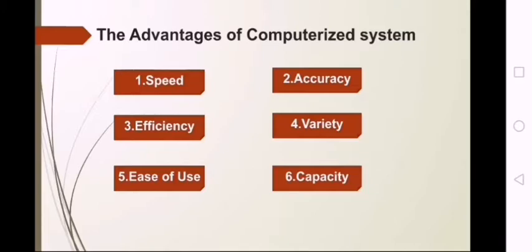Number 6 is capacity. Computerized system can perform more calculations and operations than humans can. This makes computerized system produce better and faster results than manual systems.